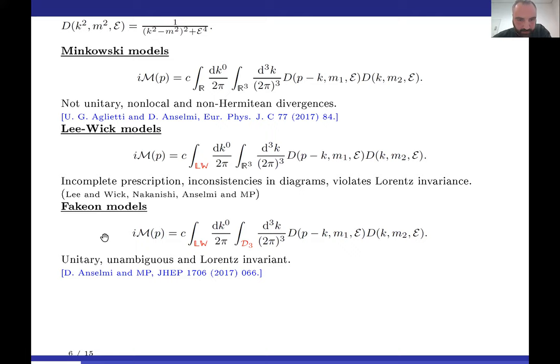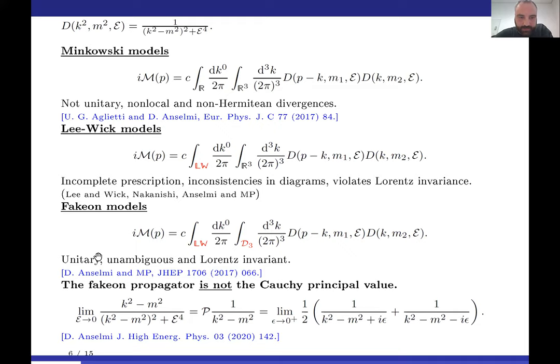The last comment I want to make on this is that the Fakeon propagator is not the Cauchy principal value. So this was the Fakeon propagator. If you take the distributional limit of this object, one can wrongly think that it is the principal value, but this is true only if you perform integrals like in the Minkowski model on the real axis, because this is true if you do the integral on this domain.